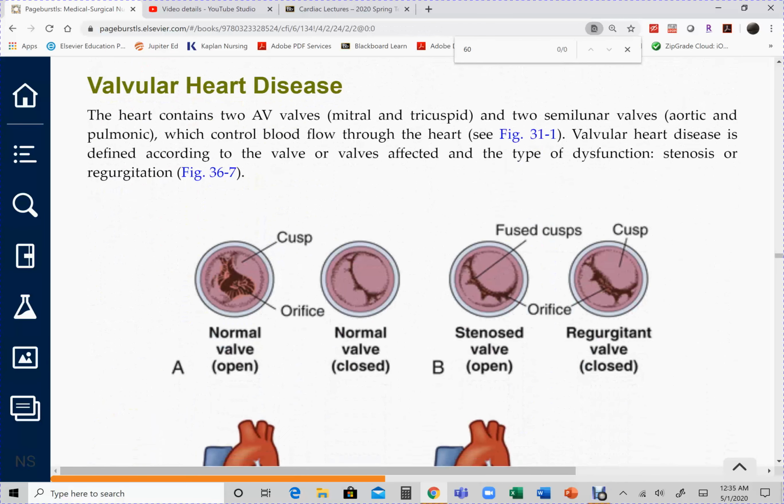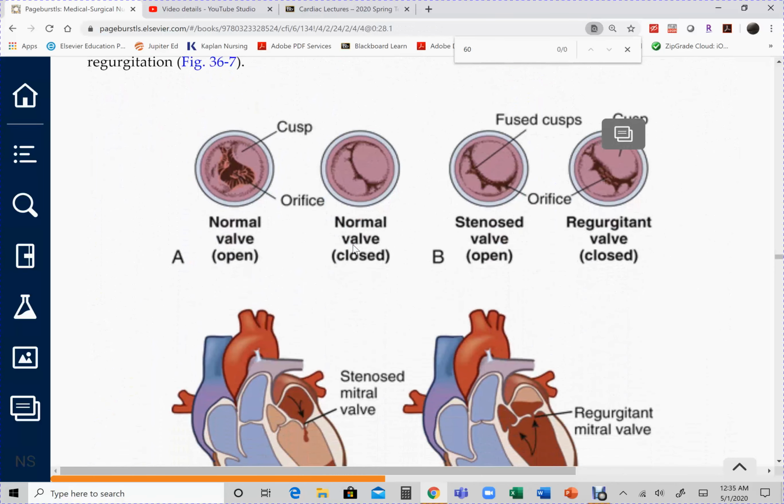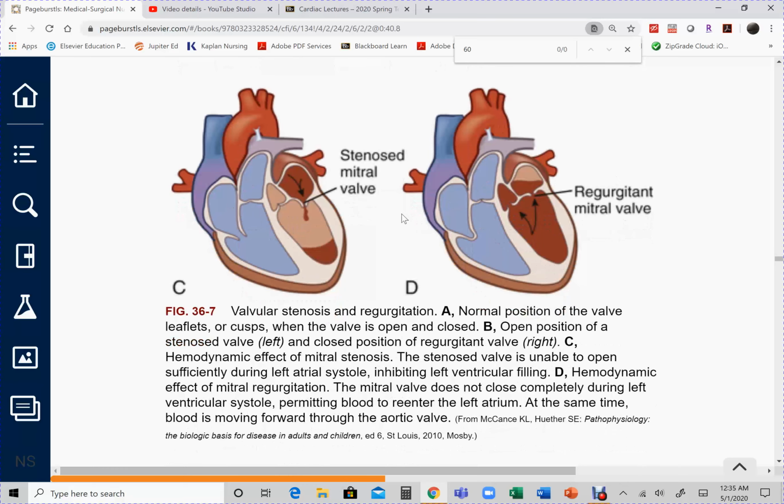This is the second to the last, valvular heart disease. There are two major problems here. Either the heart valves do not completely open or they do not completely close. So here is a stenosis. Obviously, this is what they call fish lip. It doesn't close. And then this is a valve that doesn't completely open. I mean, that doesn't completely close. This one doesn't completely open. This one doesn't completely close. All right, so this is the illustration.